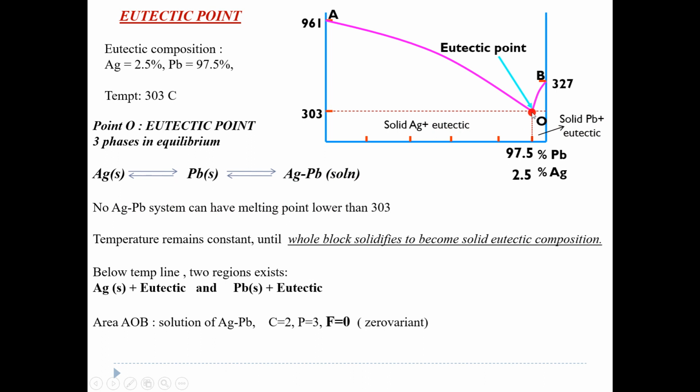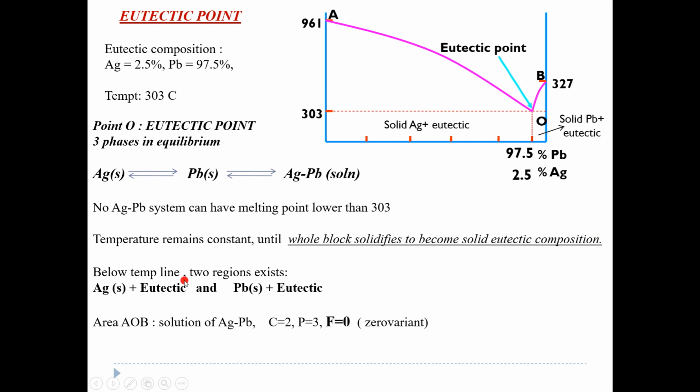This is the final point. Okay, you cannot have, because you cannot mix anything now. This is the final stage, the saturation point. You cannot mix that. Now, that means everything solidifies. So if the temperature remains constant, like at 303, the whole block solidifies to become a solid eutectic composition. Now you have a solid block with a mixture of this composition.